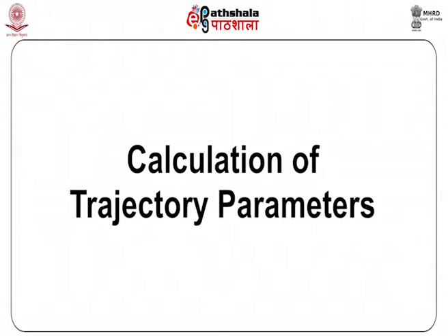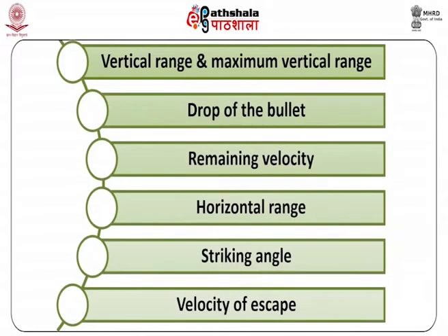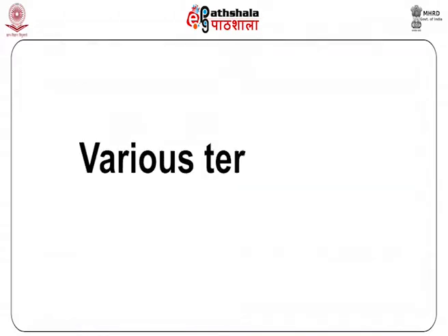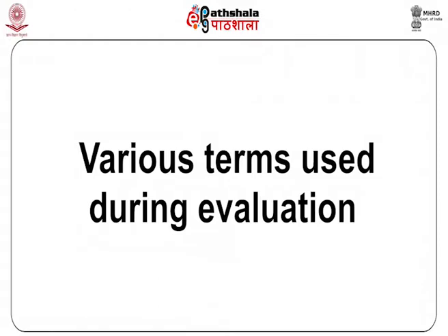Calculation of trajectory parameters. There are many trajectory parameters. Their determination will be followed later on. They are given: vertical range and maximum vertical range, drop of the bullet, remaining velocity, horizontal range, striking angle, velocity of escape. Before discussing evaluation of these parameters, it is necessary that various terms used during evaluation are properly explained.